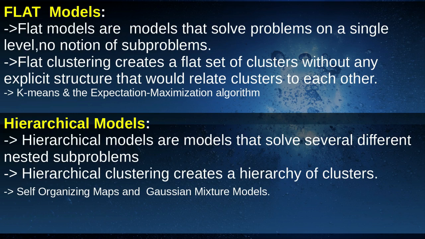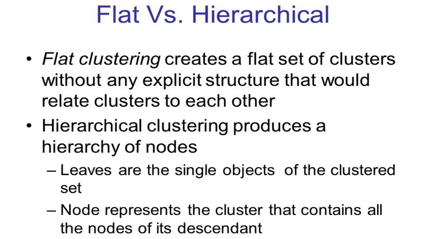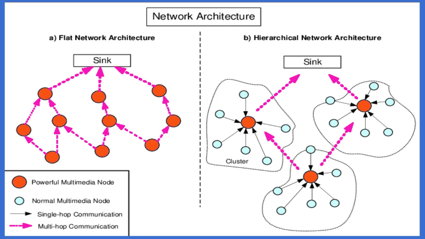Flat clustering is where the scientist tells the machine how many categories to cluster the data into. Hierarchical clustering is where the machine is allowed to decide how many clusters to create based on its algorithms. Flat clustering creates a flat set of clusters without any explicit structure that would relate clusters to each other. Hierarchical clustering creates a hierarchy of clusters.